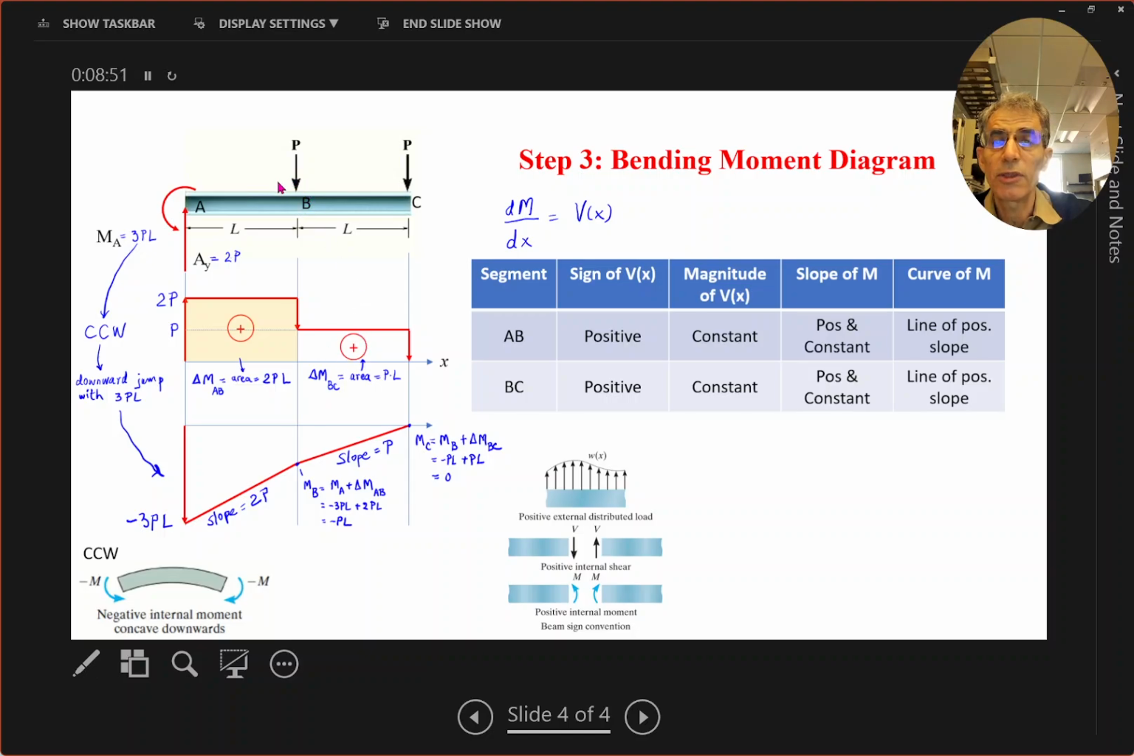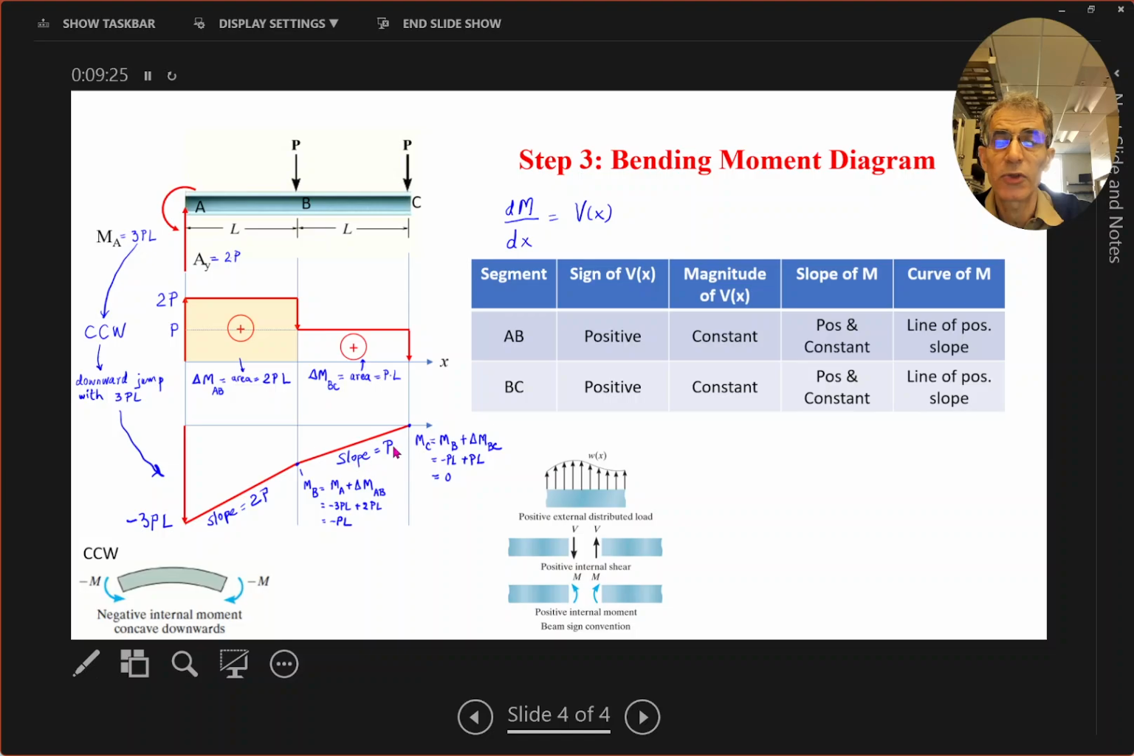There is no concentrated moment here to cause any jump. So we only look at this equation, and that equation tells us that the slope right here is positive, as you can see. I mean, the V of x is positive, and the magnitude is, pardon me, constant. And then it means that the slope of the moment will be positive and it will be constant. Again, constant slope, it's a line.